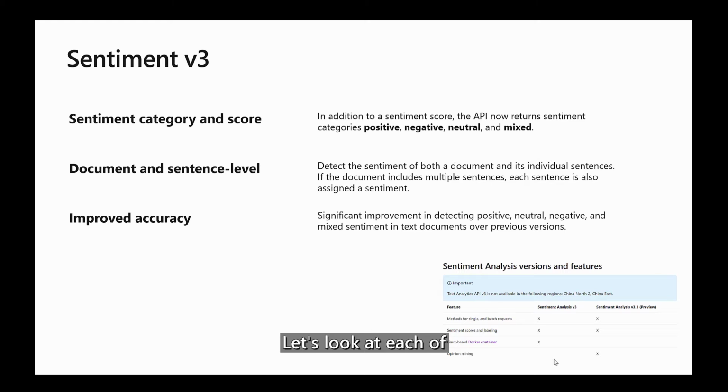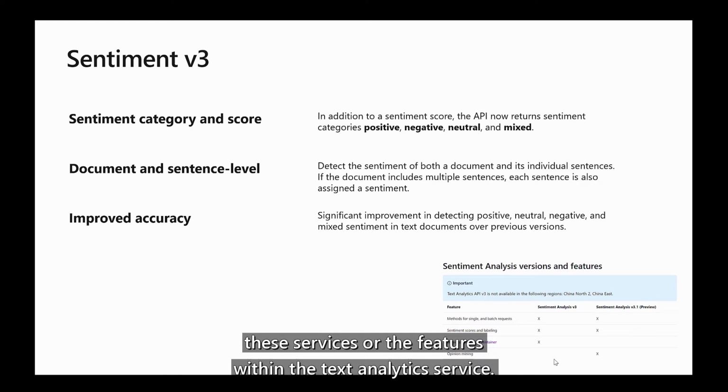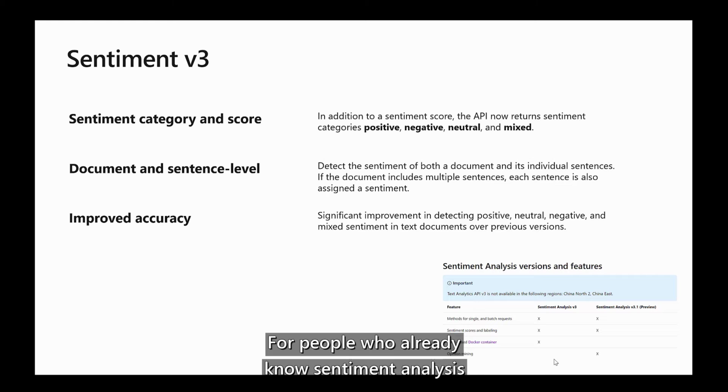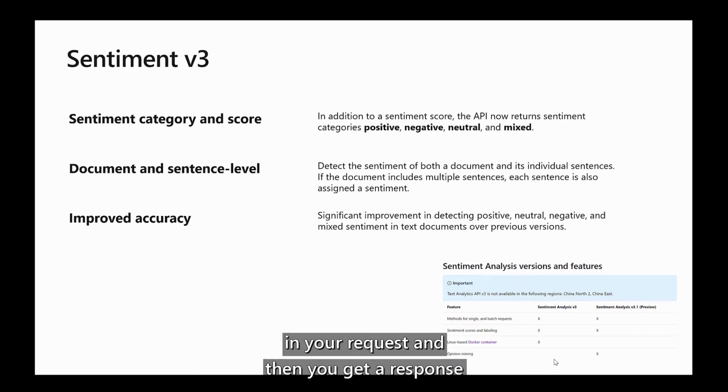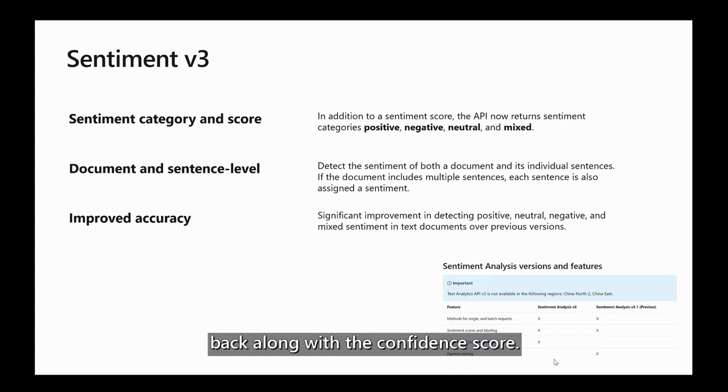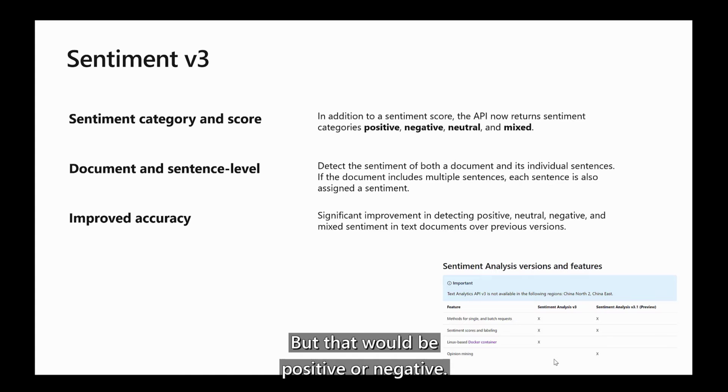Let's look at each of these services or features within the text analytics service. So first, let's look at sentiment analysis v3. For people who already know sentiment analysis, until v2, or version 2, which is GA, and version 3 is also GA now, for many months. But for v2, what we used to show is positive or negative, right? So you send some amount of text in your request, and then you get a response back along with a confidence score, but that would be positive or negative.